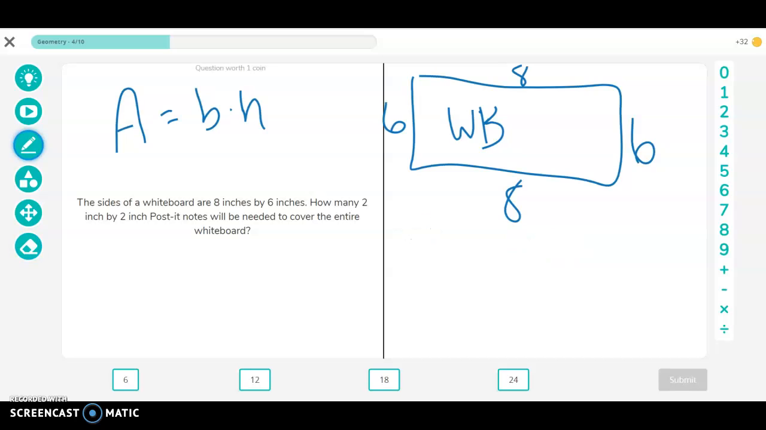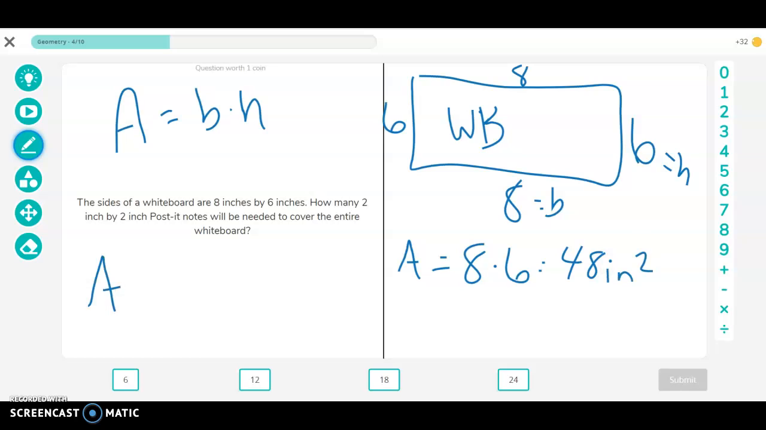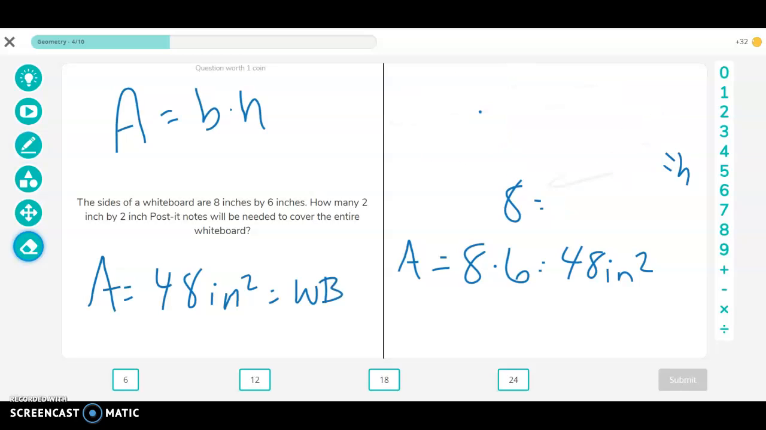Alright, for the whiteboard, we have 8 as our base and 6 is our height. So we're going to take area equals 8 times 6. So that whiteboard is 48 inches squared. So I'm going to rewrite that info over here. And that is the whiteboard. Okay. Now we need to figure out the area of the post-it notes.